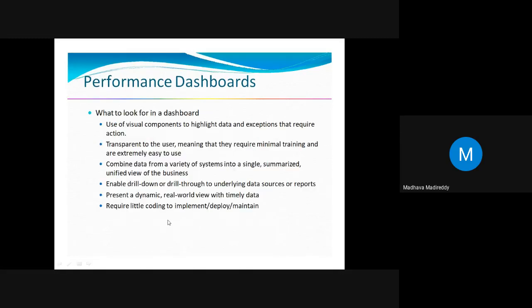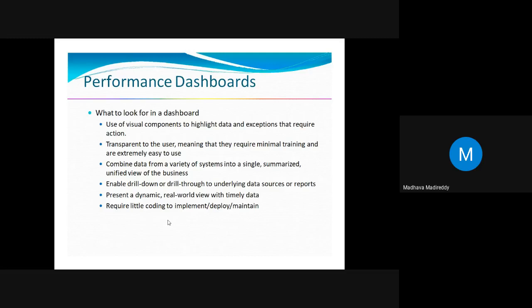So what do you look for in a dashboard? We look for the use of visual components to highlight data and exceptions that require action. It should be very transparent to the user, meaning it need not require any training, and it should be very easy to use. We should effectively be able to combine a variety of systems into a single view of business. We should be able to drill down or drill through underlying sources of reports.